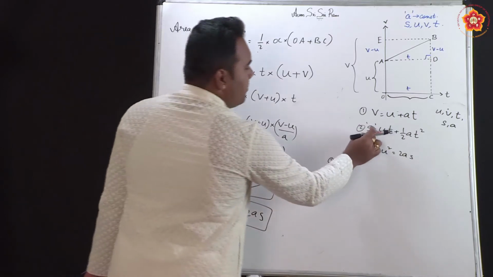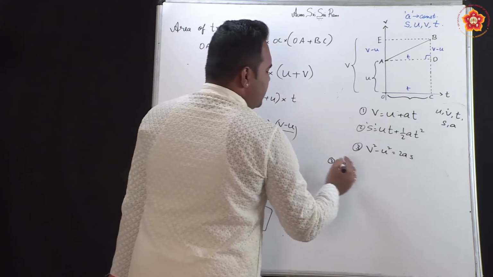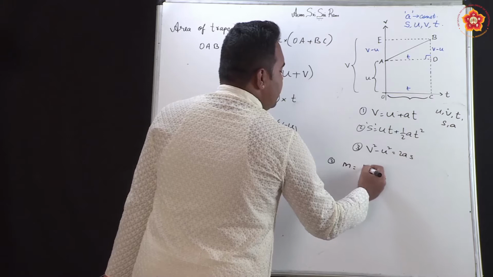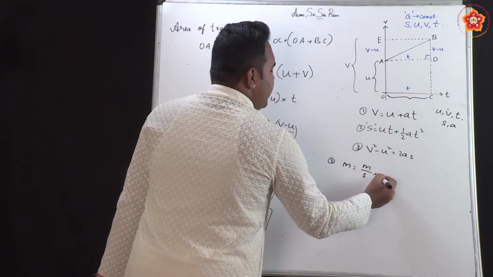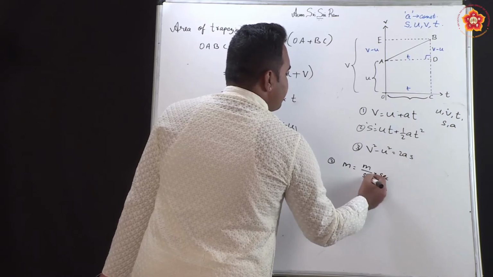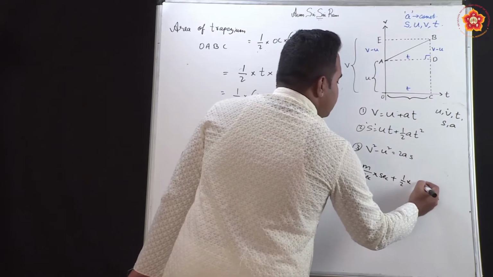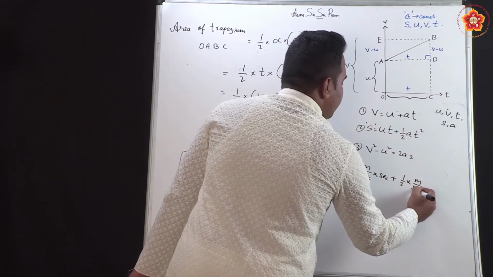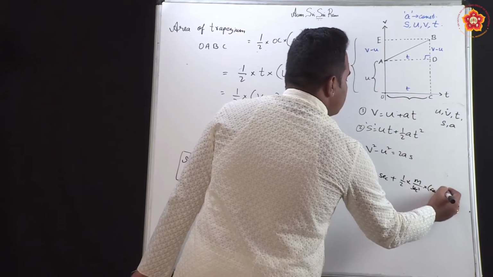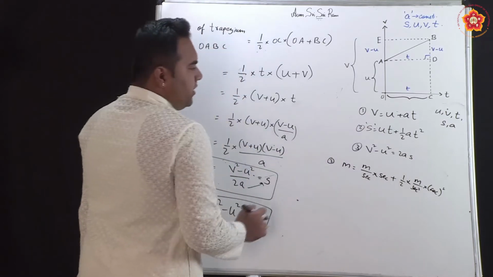I am writing the formula relating the physical parameters here. So distance is measured in meters, ut, unit of speed, initial velocity, meters per second into time, SI unit is second, plus half acceleration, meters per second square into time is second whole square. So I have converted this equation in terms of SI units.